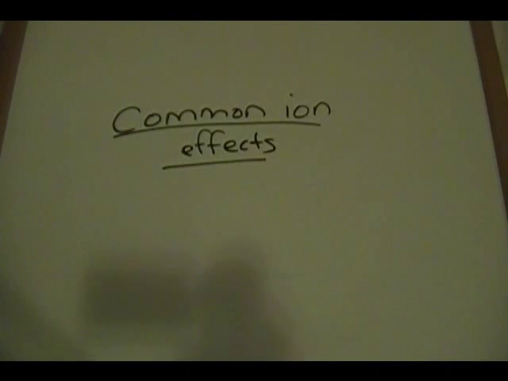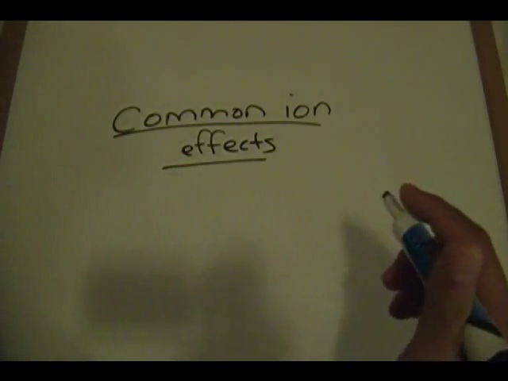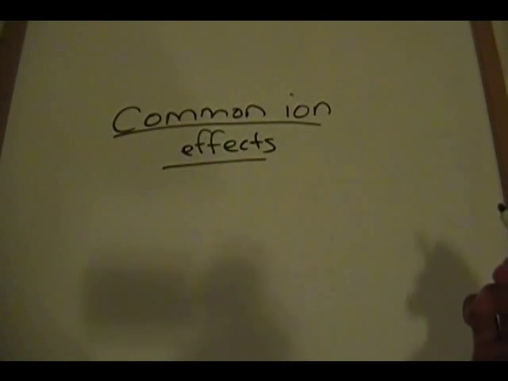Okay, welcome back everybody to what I believe is part 4 of Solubility Product Constants, KSPs. For this part of the series, I'll be talking about common ion effects. And again, the compound we're focusing on is magnesium fluoride.